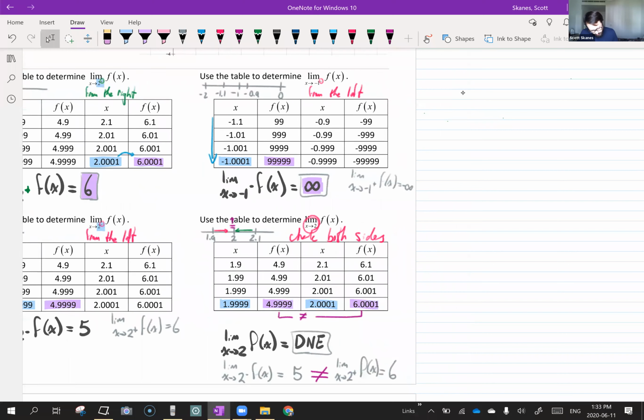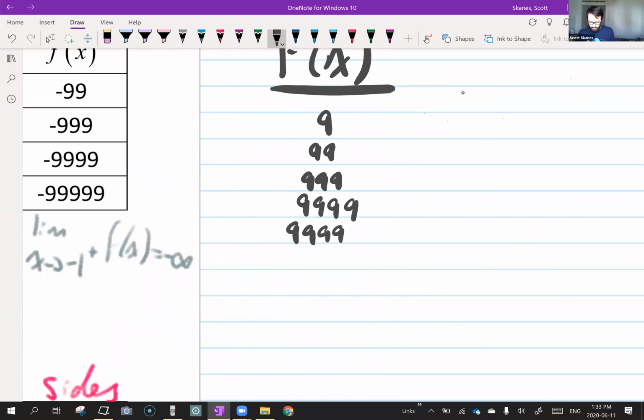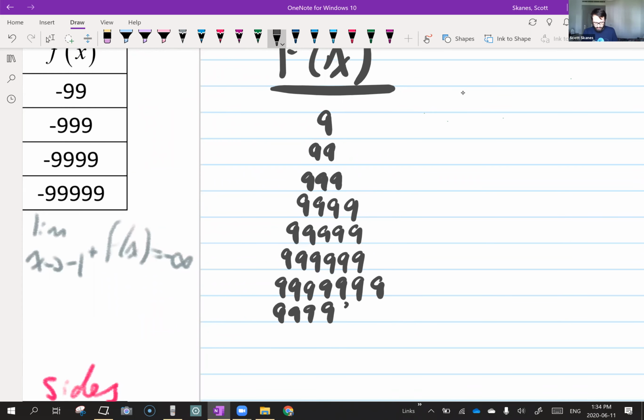So let me look at this. I'm just going to copy this over here. It's basically like finish the pattern, okay? Let's finish the pattern. 9, 9, 9, 9, 9, 9, 9, 9, 9, 9, 9. How far do I go? How long do I continue this? What's our limit? Is it going to go to a specific number? Well, no, we can always add a 9. We just add a 9 to the end.